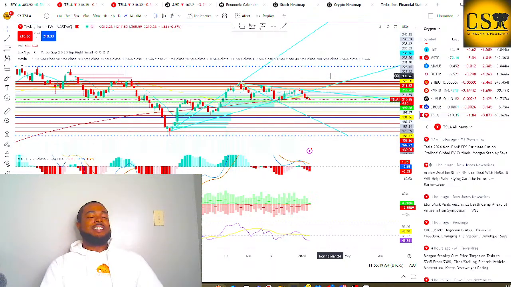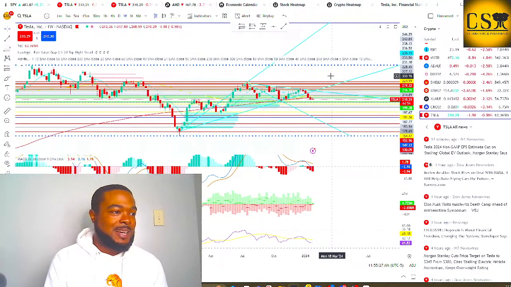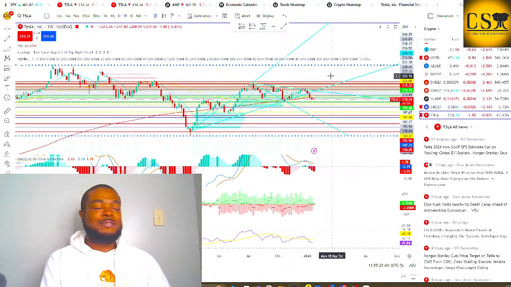October tends to be a pretty shitty month for stocks. I'm starting to notice that as a trend. Over the last few years, October has been a time for pullback, heavy pullback.